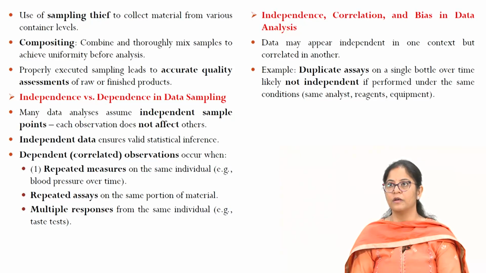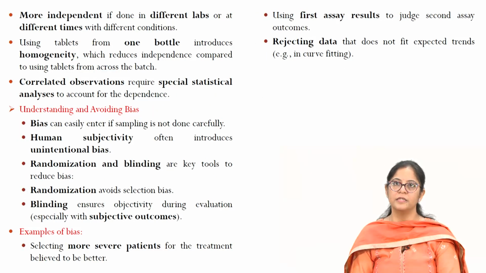Duplicate assays on a single bottle over time are likely not independent if performed under the same conditions, same analyst, reagents and equipment. They are more independent if done in different labs or at different times with different conditions. Using tablets from one bottle introduces homogeneity, which reduces independence compared to using tablets from across the batch. Correlated observations require special statistical analysis to account for the dependence.